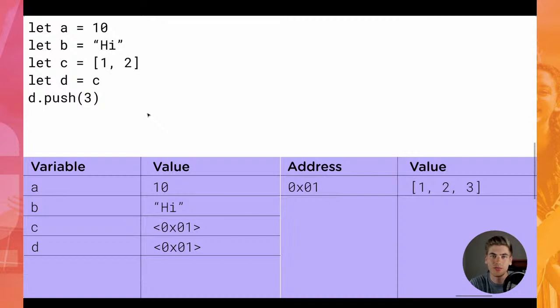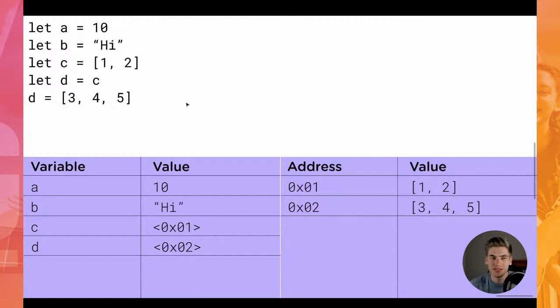Now let's go one step further and actually set d to a brand new variable. This is going to be the variable 3, 4, 5. And what this does is this 345 variable is someplace in memory somewhere. It hasn't been defined yet, just like this 12 hasn't been. So we set a new address over here, for example 02, and that's going to have the value of 345. And then c up here is just still going to reference that 01, but now d is referencing 02.